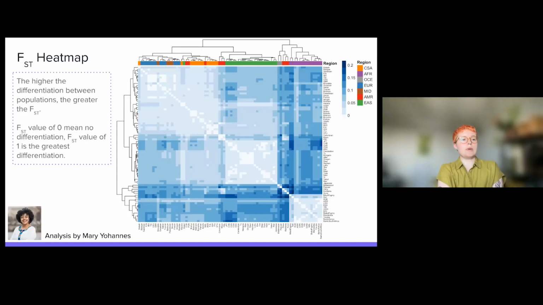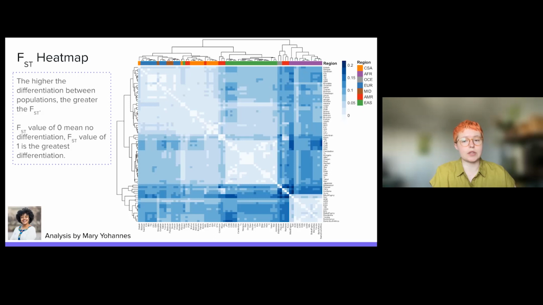So here is the heat map for FST. And again, this is detecting genetic divergence from common variants to understand past deep history. FST was calculated on a population level, and you can see the list of our 78 populations here. The higher the differentiation between populations, the greater the FST value. And this results again in a diagonal structure, where an FST value of 0 means there's no differentiation and 1 is equal to the greatest differentiation.